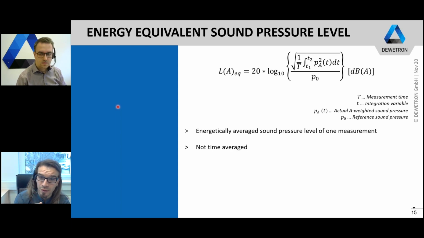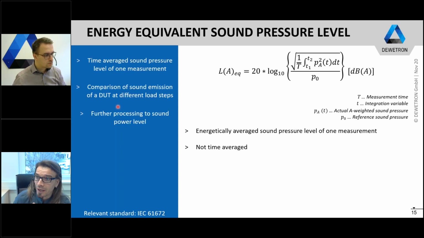And that's also the reason why it is not time averaged. From the application point of view, it can be used to determine the time averaged sound pressure level of one entire measurement. And at the end, you only have one single value for comparing, for example, the sound emission of a device under test at different load steps.